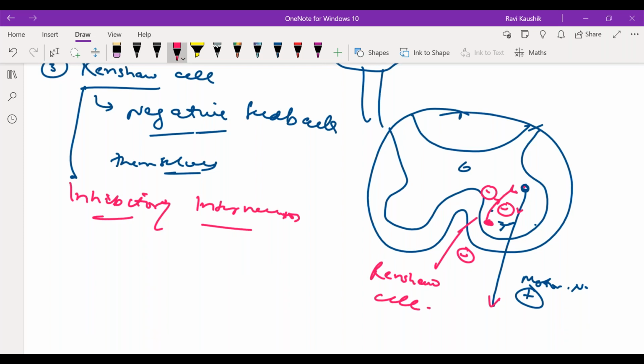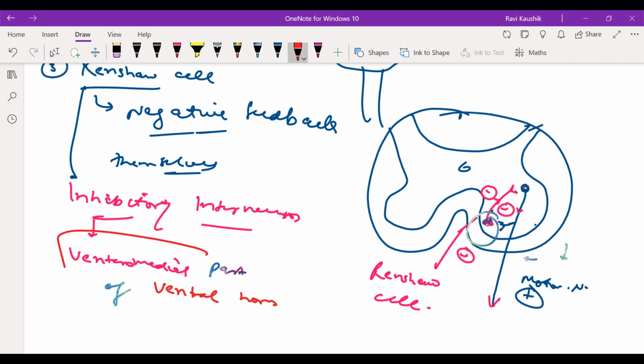Simple, right? And where are these Renshaw cells situated? They are inhibitory interneurons situated in the ventromedial part of the ventral horn. I just made it here for your convenience. So this is the ventral and medial part, right? There are inhibitory interneurons in the ventromedial part of the ventral horn, and they send out inhibitory axons to the motor neurons, right? So basically they just give feedback, which is usually negative feedback.